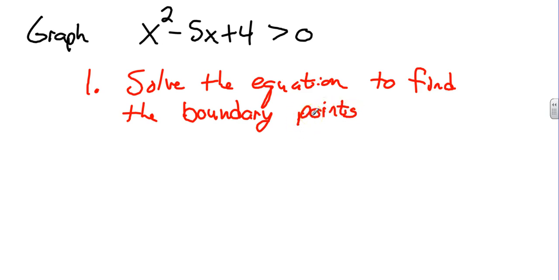And those boundary points basically separate answers from positive to negative, and that's going to be basically the numbers that you're looking for.